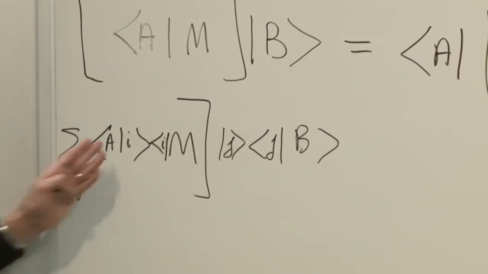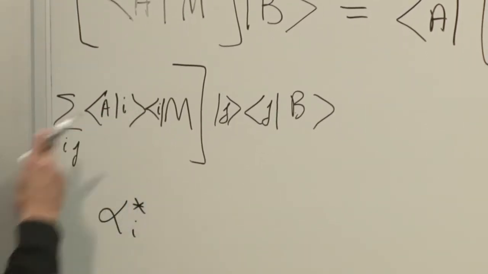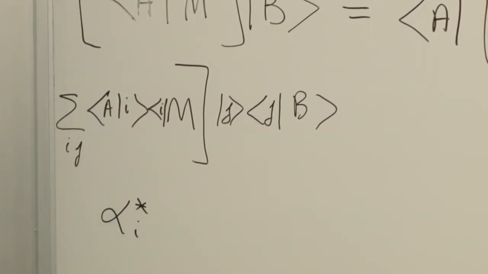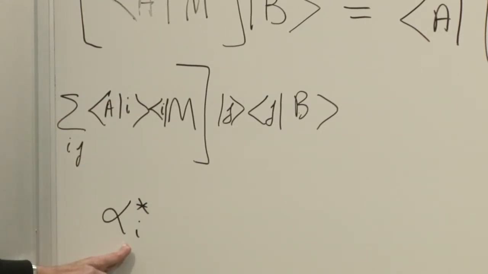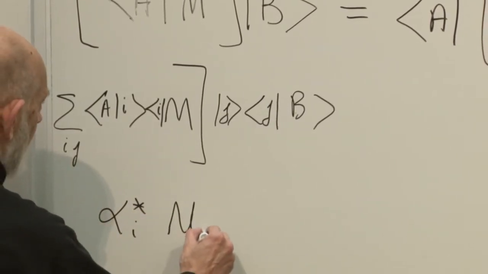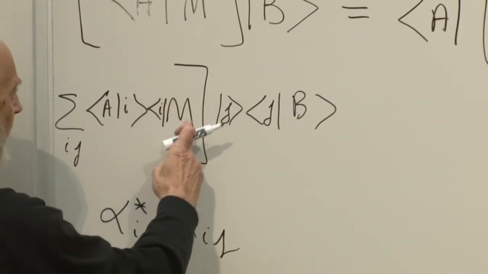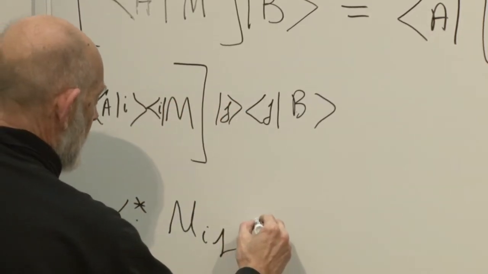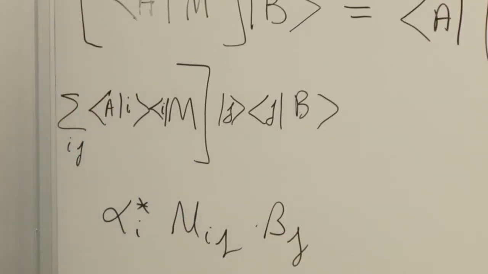What do we see here? We see this is alpha star I. Why did I put the star there? Because the bra vectors are complex conjugates. So there's an alpha star sub I. There's an M_IJ, in a product of I, M times J, and then there is beta J. That's all we have here. This is summed on I and J.